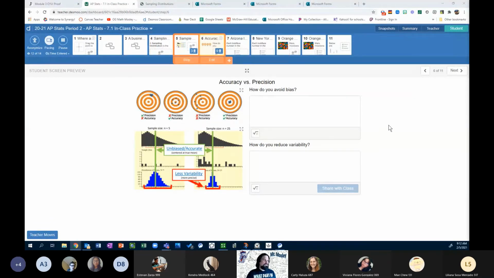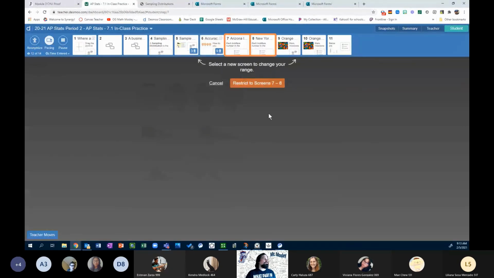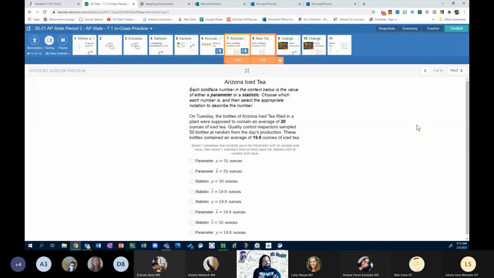Okay, excellent. So we're now going to move on to the next two problems. So now I'll shift over to slide 7. Both of these problems have the same directions. Okay, so the Arizona iced tea and then the New York to Denver, which is the next slide, says each boldface number in the context below is the value of either a parameter or a statistic. Choose which each number is, and then select the appropriate notation to describe the number.